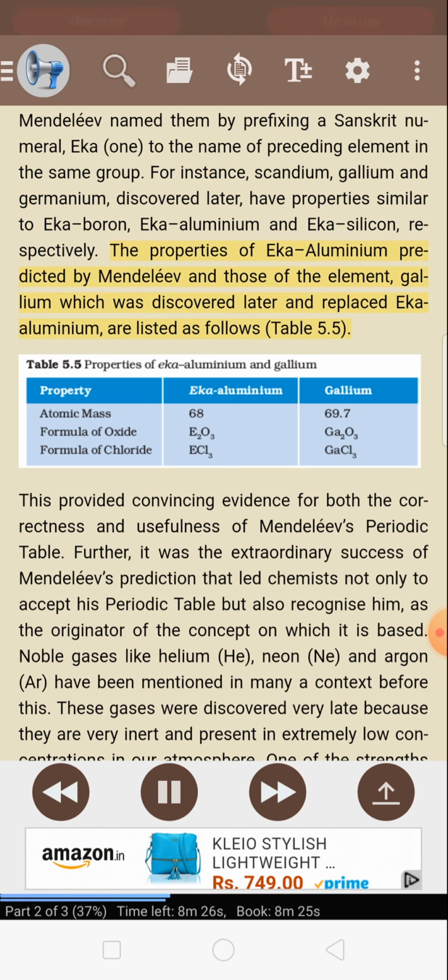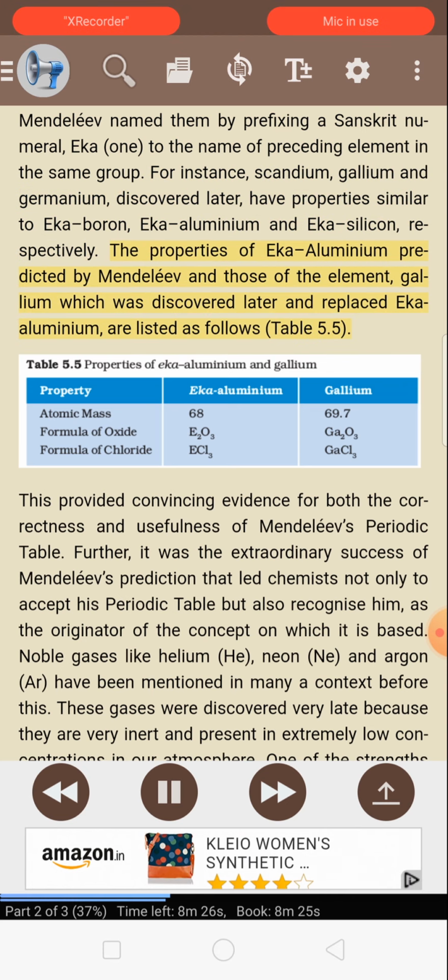The properties of Eka-aluminium predicted by Mendeleev and those of the element gallium, which was discovered later and replaced Eka-aluminium, are listed as follows. Table 5.5. This provided convincing evidence for both the correctness and usefulness of Mendeleev's periodic table. Further, it was the extraordinary success of Mendeleev's prediction that led chemists not only to accept his periodic table but also recognize him as the originator of the concept on which it is based.